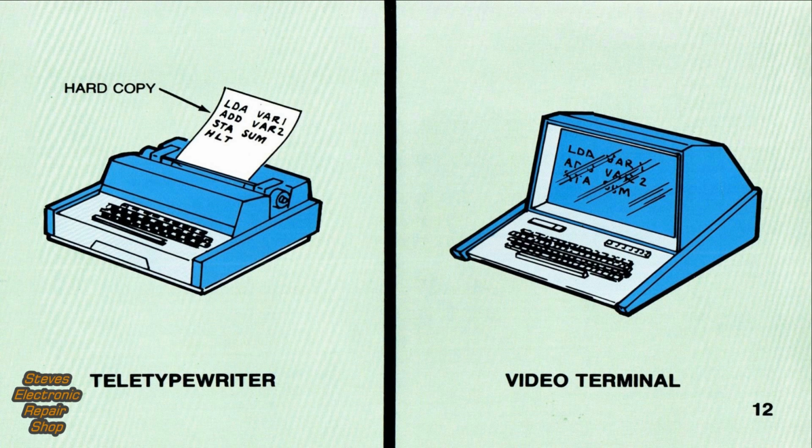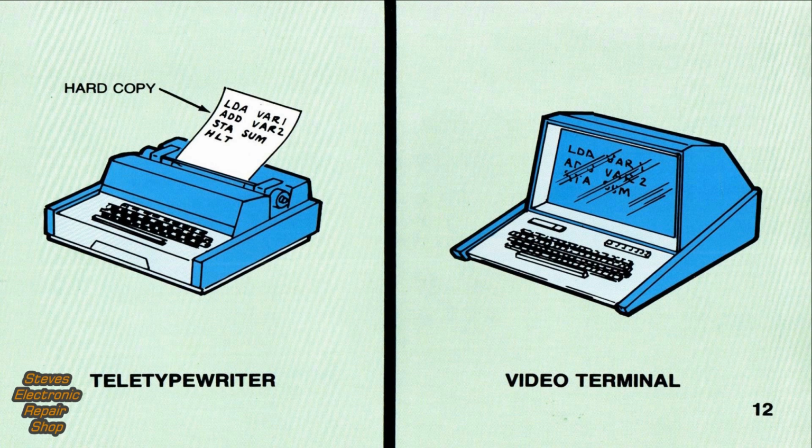Two popular alphanumeric input-output devices are the teletypewriter, shown on the left, and the video terminal, shown on the right. With the teletypewriter, the keyboard is used to enter data. Computer output is typed on paper, producing what is commonly referred to as hard copy. Thus, the teletypewriter produces a permanent record.